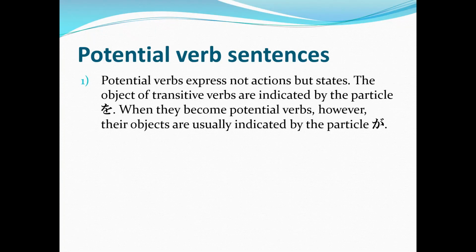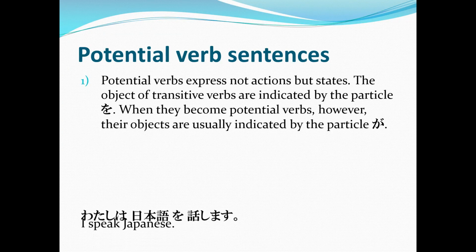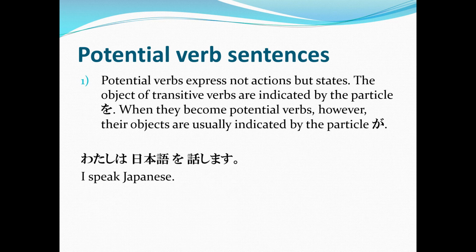Again, when you transform a verb into its potential form and use it in a sentence with an object, we use the particle ga. Take a look at our example, okay? When you say, I speak Japanese, you say, watashi wa nihongo o hanashimasu, saying that you speak or I speak Japanese.